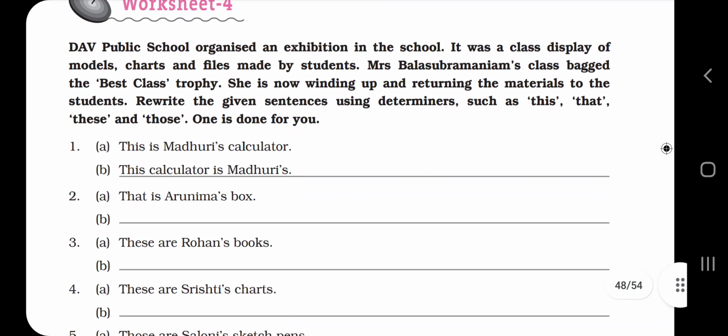Now let's move. Now worksheet 4. DAV Public School organized an exhibition in the school. It was a class display of model charts and files made by students. Mr. Balasubramaniam's class bagged the best class trophy. Bagged means won. She is now winding up and returning the materials.